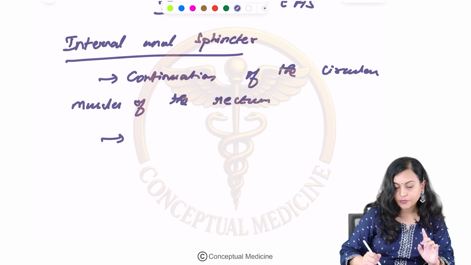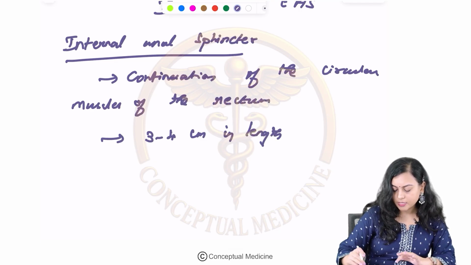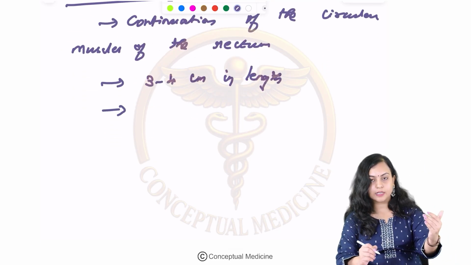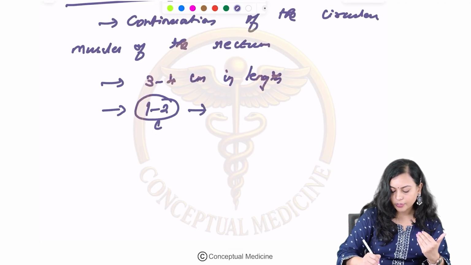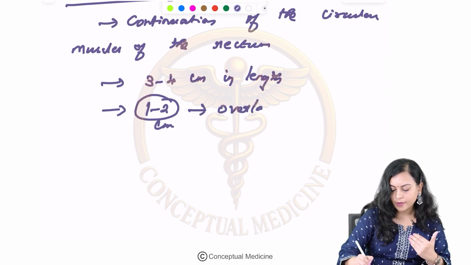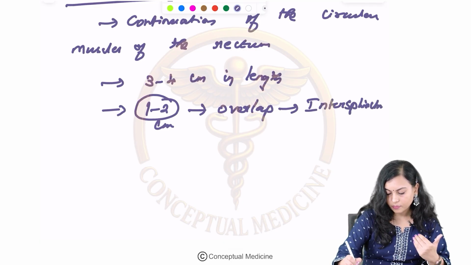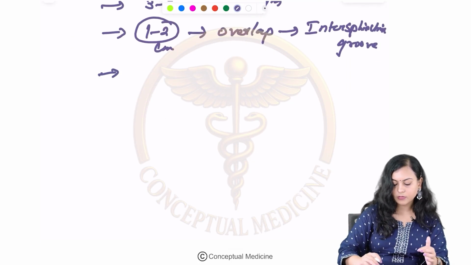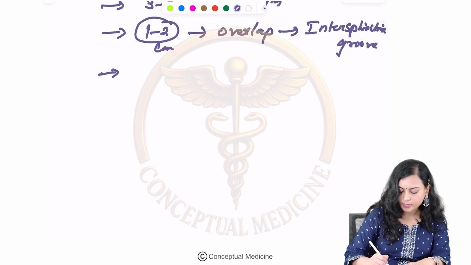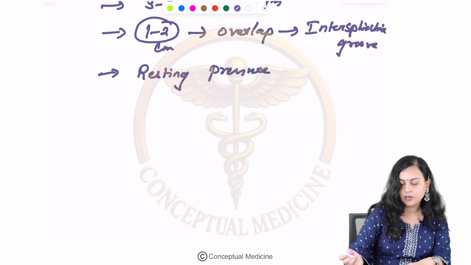Okay, this sphincter is 3 to 4 centimeter in length, but there is overlapping between the internal sphincter as well as the external sphincter, and this overlapping happens for about some 1 to 2 centimeter overlap. So this will be seen as intersphincteric groove. Basically, this maintains the resting pressure in the anus.